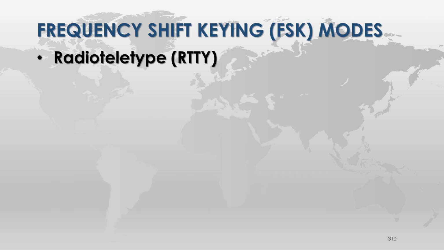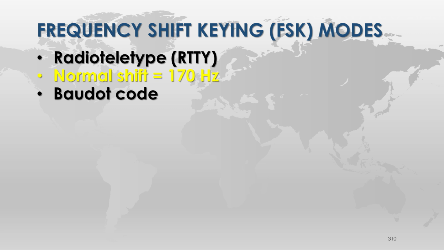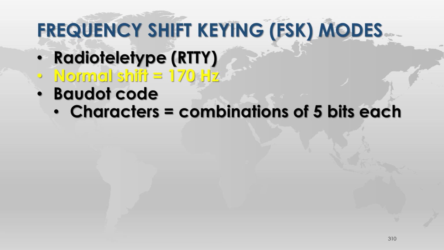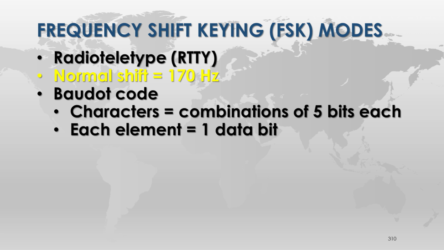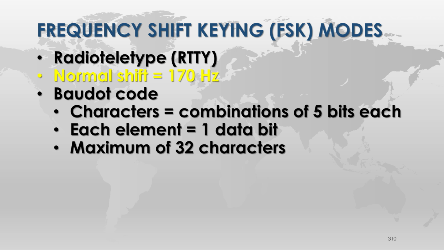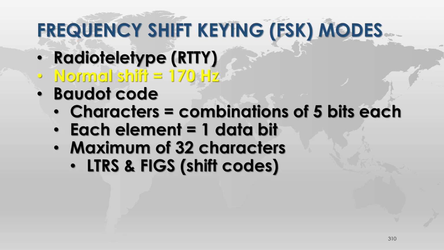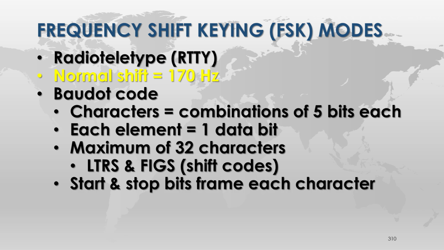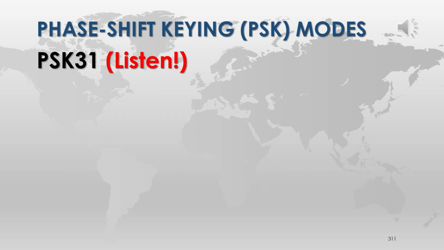Radio teletype, RTTY, frequency shift keying. For RTTY, the normal shift is 170 hertz. Baudot code uses character combinations of 5 bits each. Each element is 1 data bit, maximum 32 characters. LTRS and FIGS shift codes, and start and stop bits frame each character. Normal shift for radio teletype is 170 hertz.